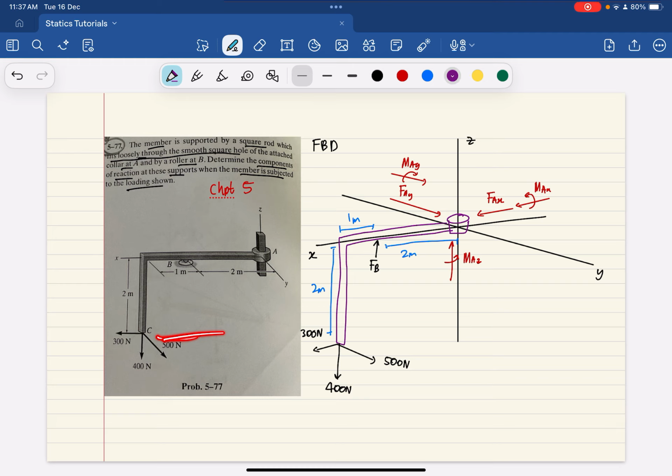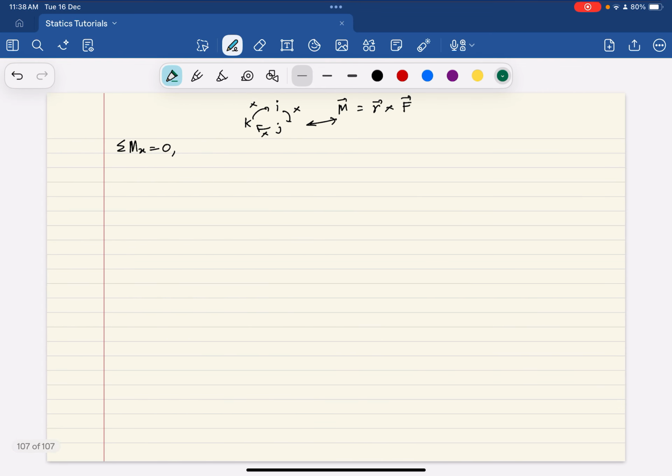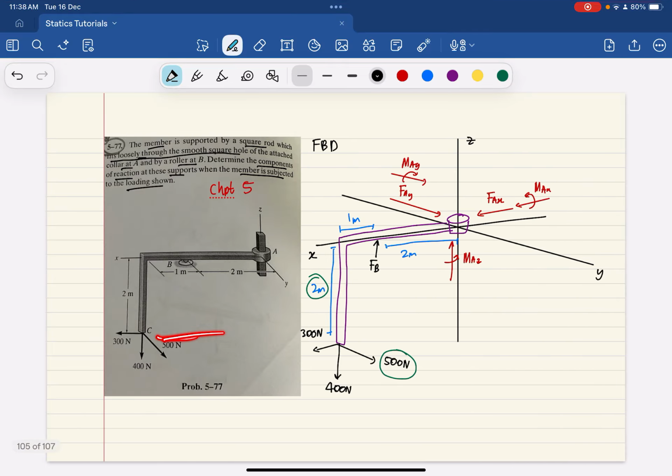Here we can see that there's 500 Newtons, let me use a different color, in green. It's 500 Newtons in the y-axis, and then there is 2 meters here in the j-axis, which is obviously going to give us a vector in the x direction. In this case it's going counterclockwise, so we take it as positive. So it would be 500 times 2, that's positive.